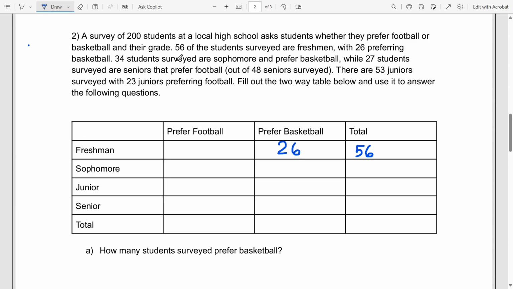Okay, 34 students surveyed are sophomore and prefer basketball. So we're going to write that 34 right there. While 27 students surveyed are seniors that prefer football. So 27 seniors prefer football out of 48 seniors surveyed. And we should know we also have 200 students. So let's put the total down here, 200. Okay. There are 53 juniors surveyed.